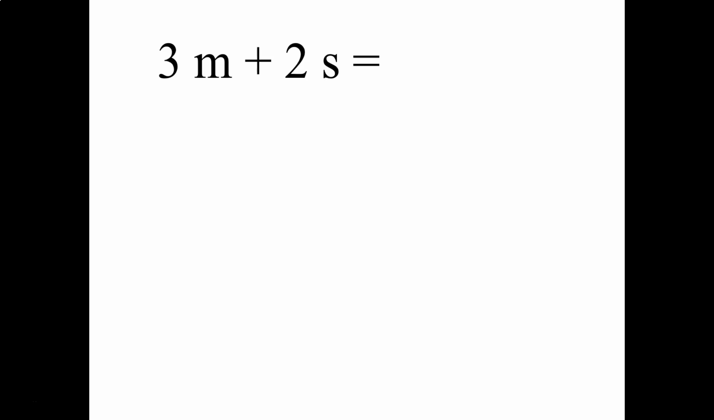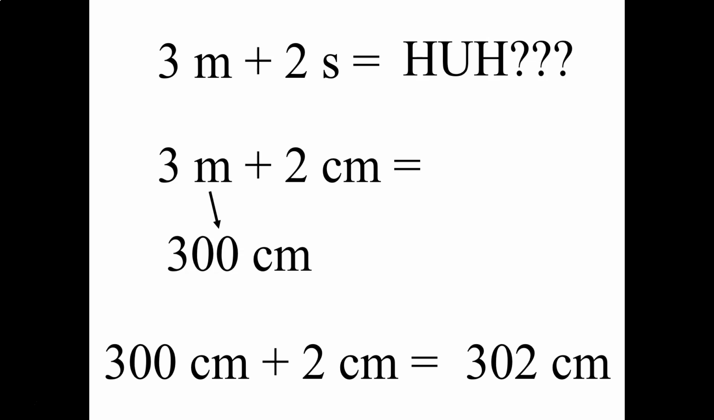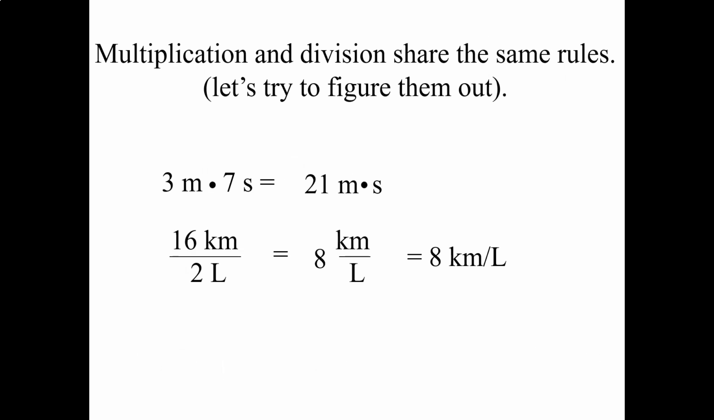So if I take 3 meters and 2 seconds and I add that together, what do I get? I can't add those, so you can write no can do. What about 3 meters plus 2 centimeters? Can I add that? Not exactly. I can convert meters into centimeters and then add the centimeters together, and now I have 302 centimeters. That would work, but I can't add 3 meters and 2 centimeters and get 5 meters. That doesn't make any sense. So that's it for addition and subtraction.